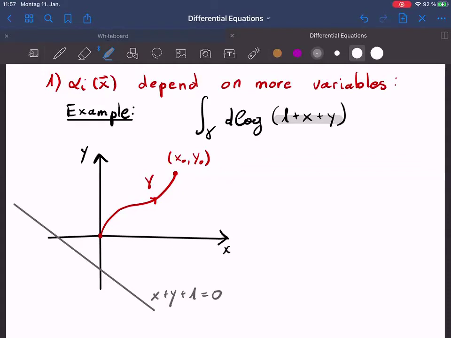I also drew in gray the line x plus y plus 1 equals 0. That is the line where the argument of the log is 0, so that is where I would have a singularity: a log of 0 or 1 over 0. So what is this integral? This is something that may come out of a differential equation.